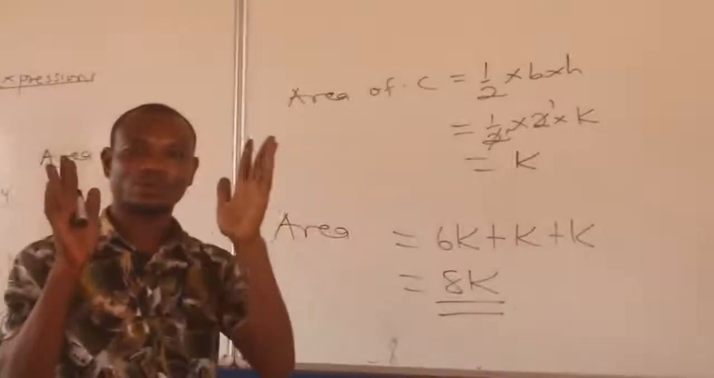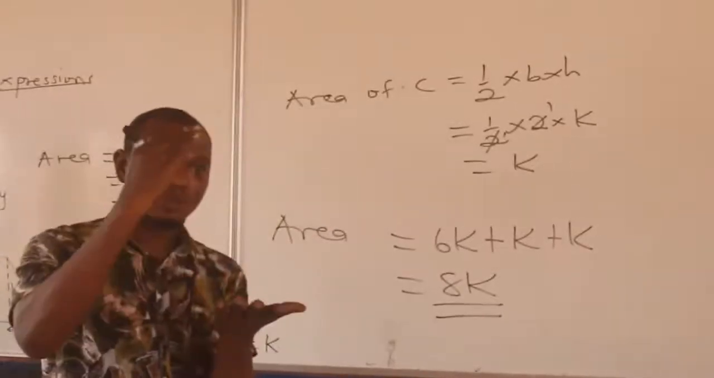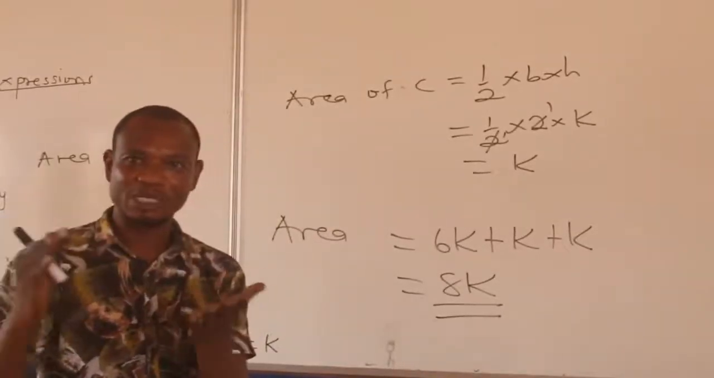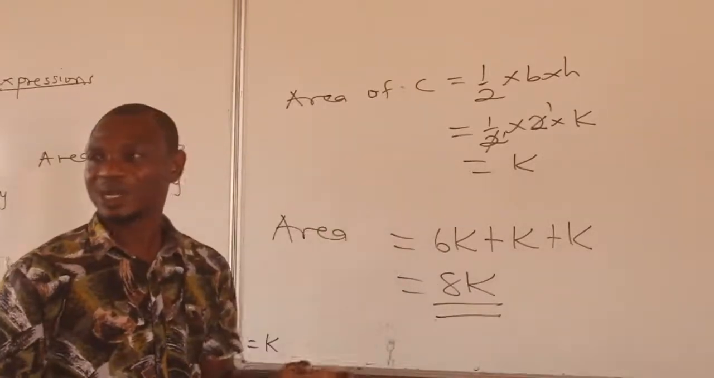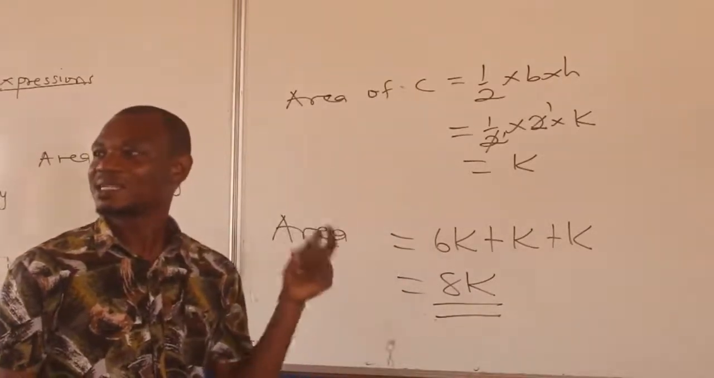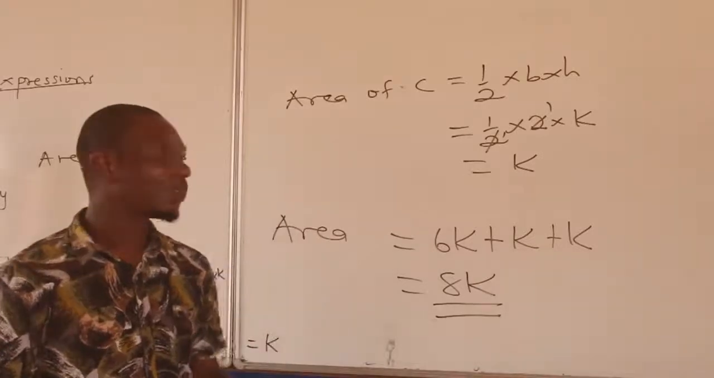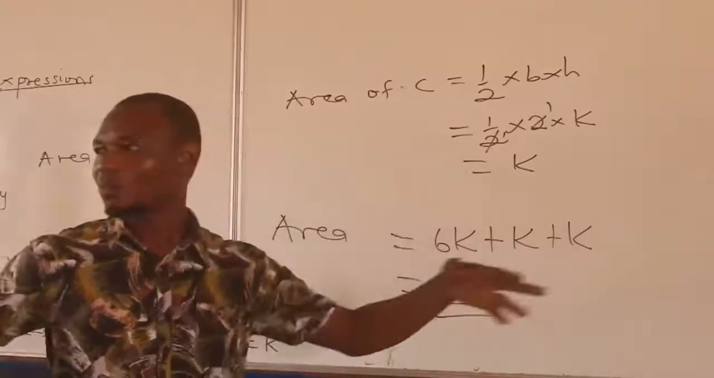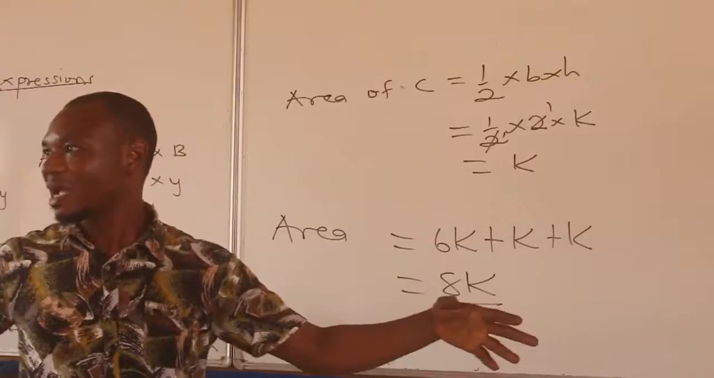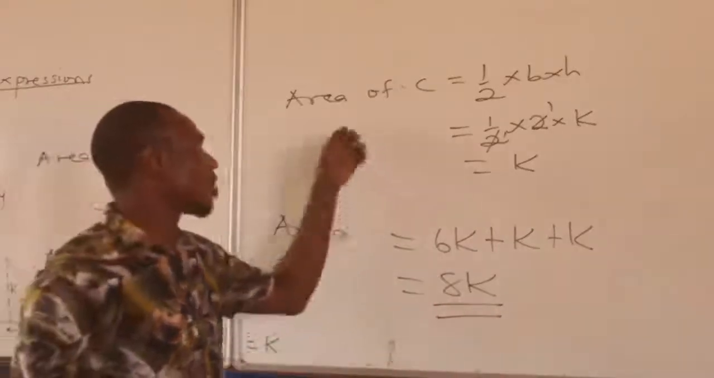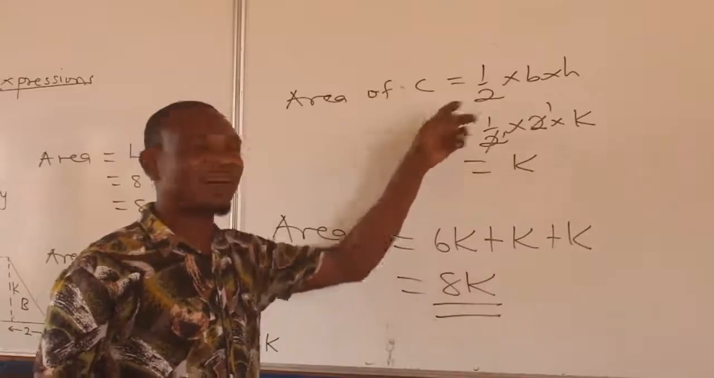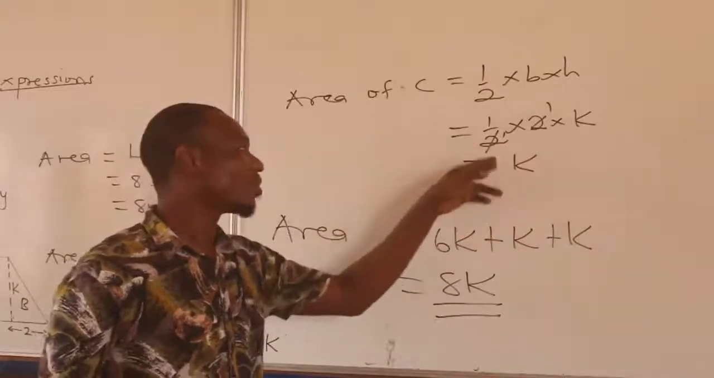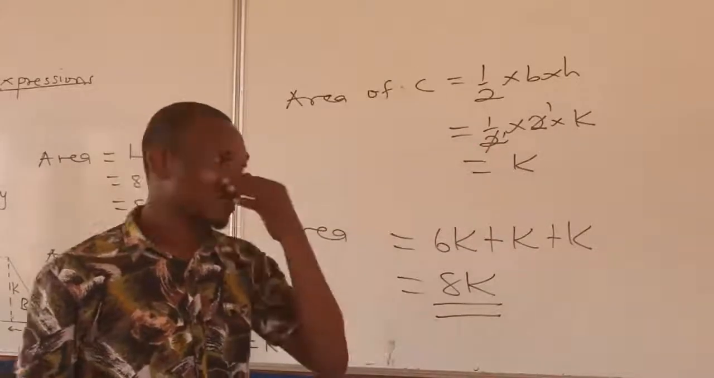The object was 1, but we decided to demarcate them, to break them into pieces so that we can find their area. The first one was a rectangle. We find the area, we had 6 times k, which is 6k. The second one, we had 3 triangles at the extreme end of the shape. When we find the area of B, it was half times base times height. We had 1/2 times 2 times k, and we crossed out, we had k.